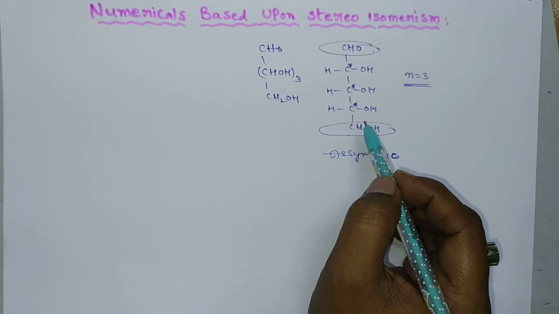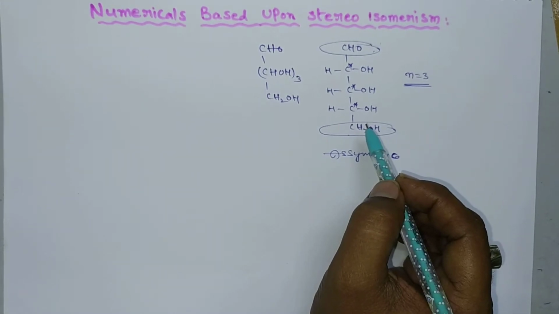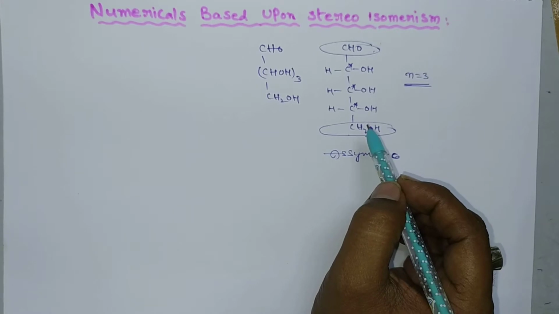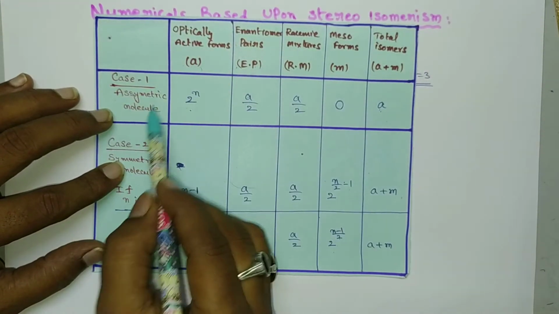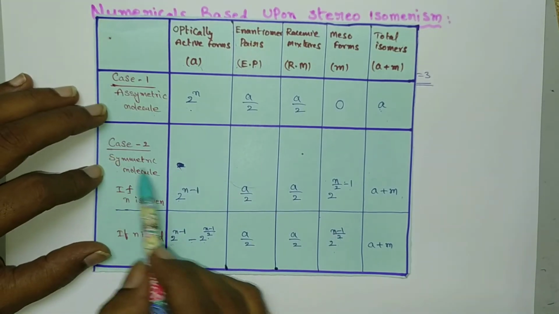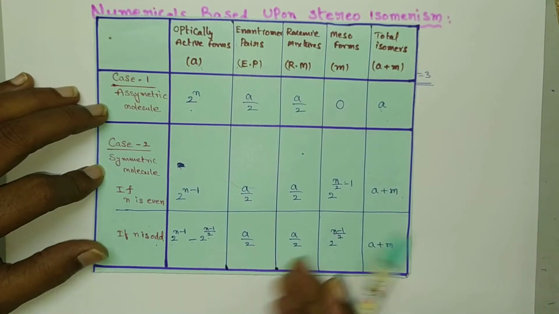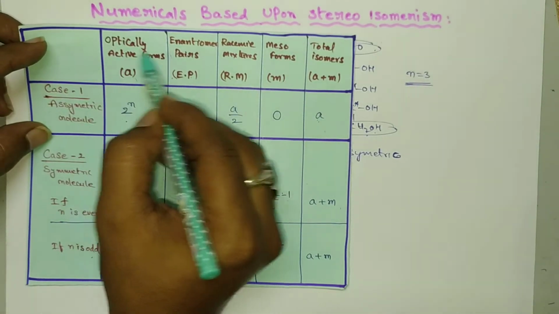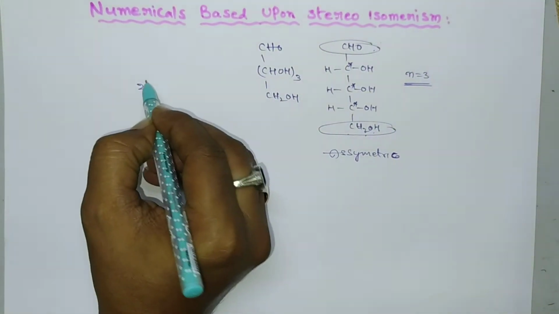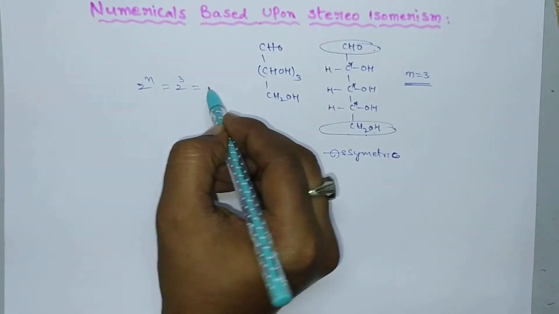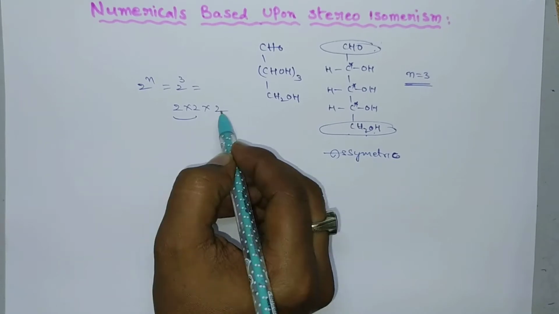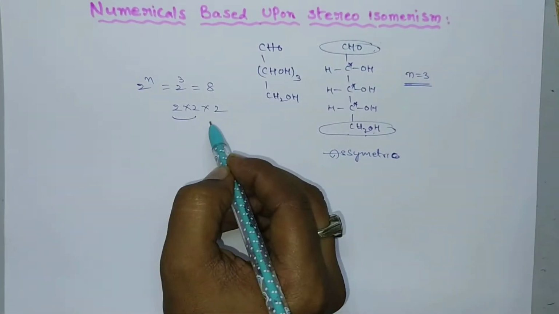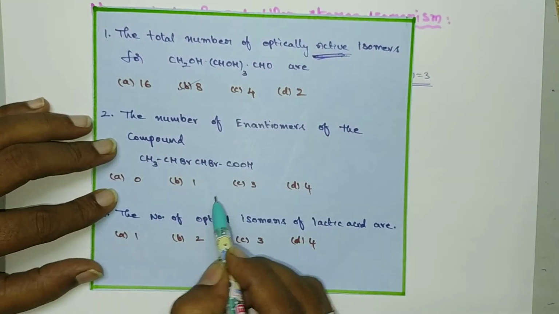In the previous video, we discussed how to calculate the number of optical isomers for a given molecule. I will give you the link in the description. So here it is: the number of optically active forms for an asymmetric molecule is 2 power n. If it is a symmetric molecule, then we have to check in a different way. Here it is an asymmetric molecule, so the number of optically active forms is 2 power n, that is 2 power 3, which means 2 into 2 into 2. 2 2s are 4 and 4 2s are 8. So here it is 8, and the option is B.